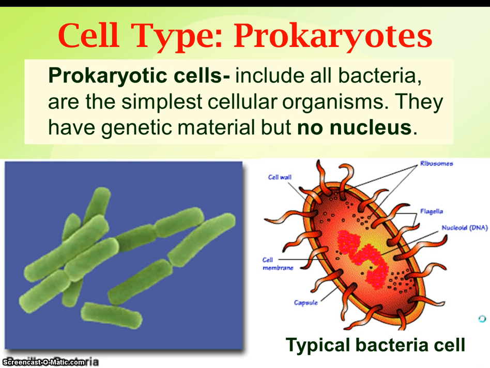All right, so let's look at two major cell types. You've got prokaryotic cells and you have eukaryotic cells. Prokaryotic cells are single-celled organisms. They're a living organism. They function as a living organism, but they're only made of one cell. And we have to use microscopes to actually see these living organisms.